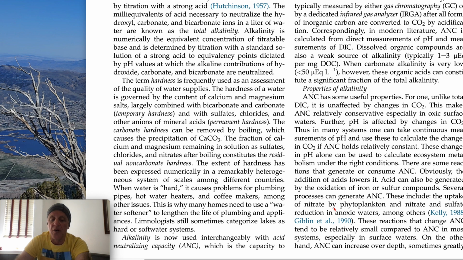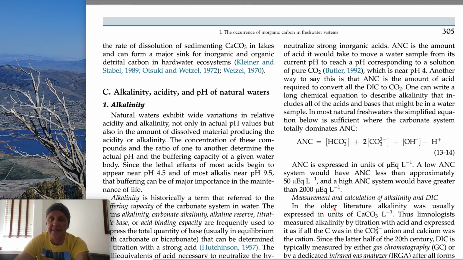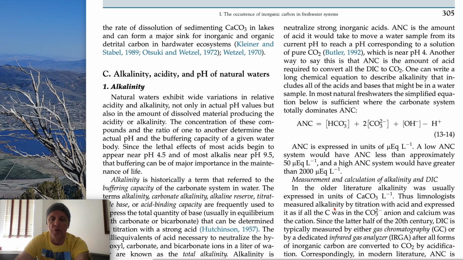Limnologists still sometimes categorize lakes as hard or soft water systems. Alkalinity is now used interchangeably with acid neutralizing capacity, or ANC, which is the capacity to neutralize strong inorganic acids. ANC is the amount of acid that it would take to move a water sample from its current pH to reach a pH corresponding to a solution of pure CO2, which is near pH 4. Another way to say this is that ANC is the amount of acid required to convert all the DIC, dissolved inorganic carbon, to carbon dioxide.